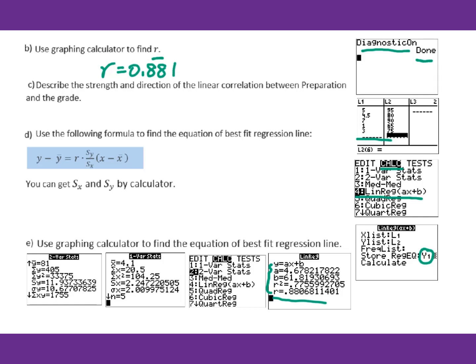Remember, use 3 significant figures. Describe the strength and direction. You could say this is a high positive correlation because this number is positive. So we say it's a high positive correlation between preparation time and the grade.